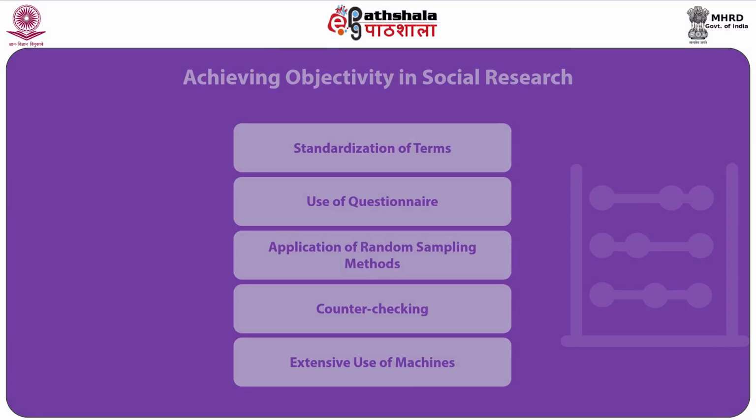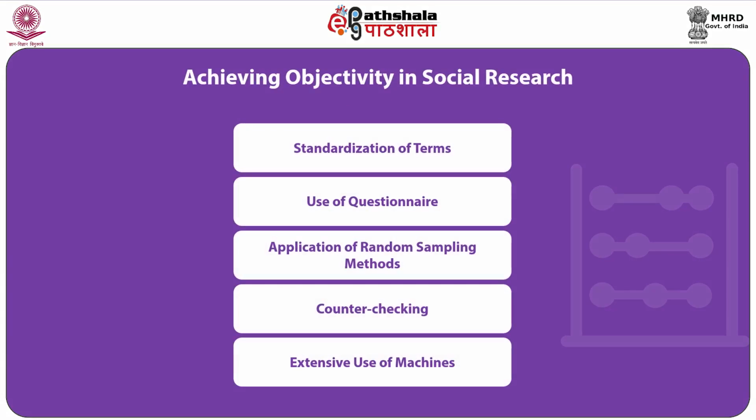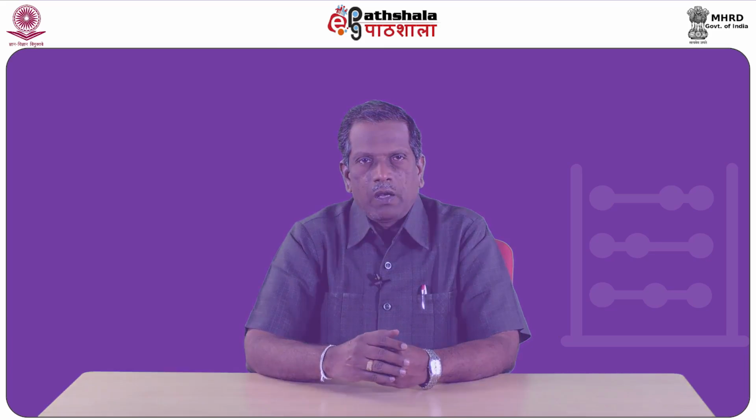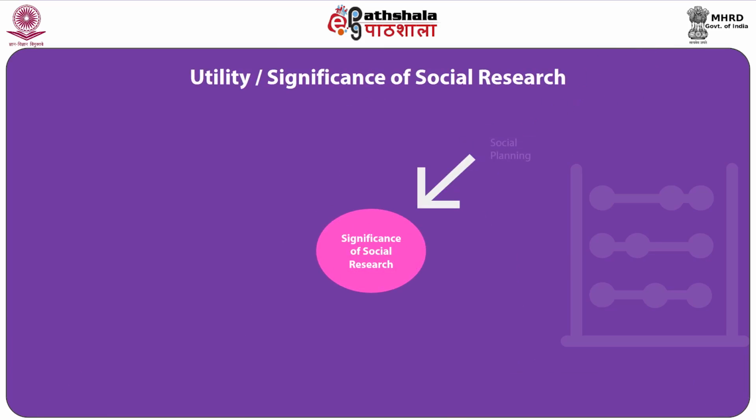In order to avoid the prejudice and bias, that is, subjectivity, of the researcher and the field investigators in collecting data, one can counter check by sending some other investigators to the same or similar fields, and the findings are then compared. And also nowadays we are making extensive use of machines. If social researchers make use of machines and mechanical devices during data collection and analysis, objectivity can be improved to a considerable extent. Coming to the utility or social significance of social research, it has several uses.